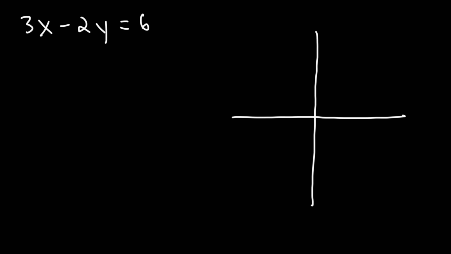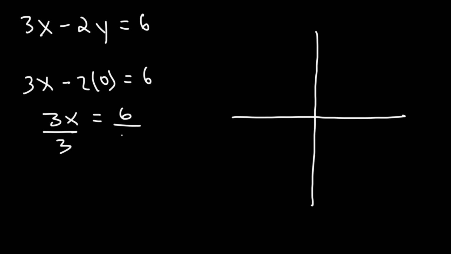To find the x-intercept, replace y with 0. Negative 2 times 0 is 0, so we get just 3x is equal to 6. Solving for x, we can divide both sides by 3. And so we get x is equal to 6 divided by 3, which is 2. So the x-intercept is 2 comma 0. X is 2, y is 0, since we replaced y with 0.